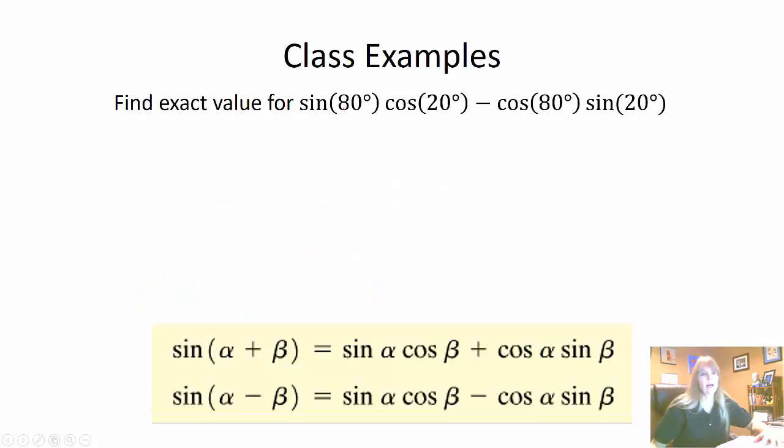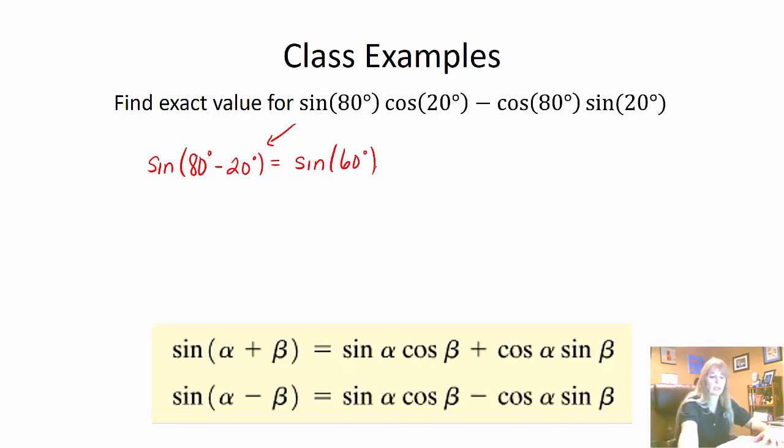Okay, find the exact value for this madness. Well, if I look down here, sine, cosine, minus, it looks like this formula. So all I have to do then is write it in terms of that formula, which would be sine alpha, my first angle, minus beta, my second angle. And now I simply just get the sine of 60 degrees, which is the square root of 3 over 2.